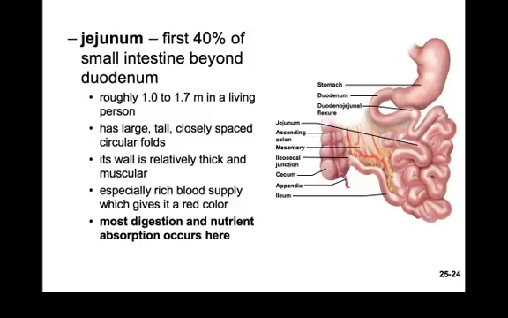The jejunum is the first 40% of the small intestine beyond the duodenum, and it gets its name because the root jejun implies empty or dry. Usually upon investigation, this area was empty, so they named it the jejunum. It's about 1 to 1.7 meters in a living person. It has large, tall, and closely spaced circular folds, and the wall is relatively thick and muscular. It's especially rich in blood supply, which allows for most of the digestion and absorption to occur in the jejunum.